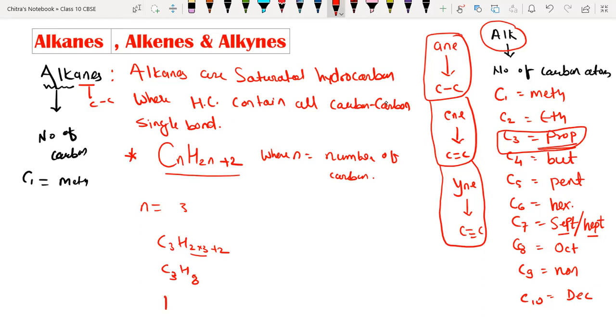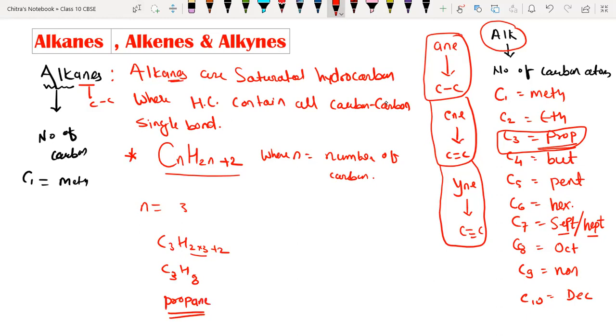So I'm writing here prop. See here, alk means the number of carbons. For 3 we have used prop, and we have to add ane. So it will be propane.